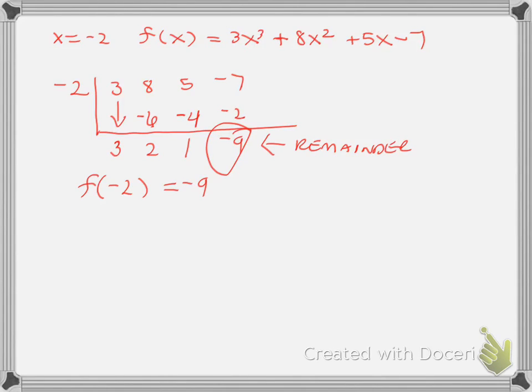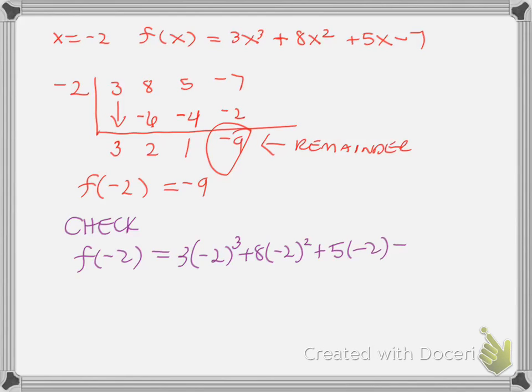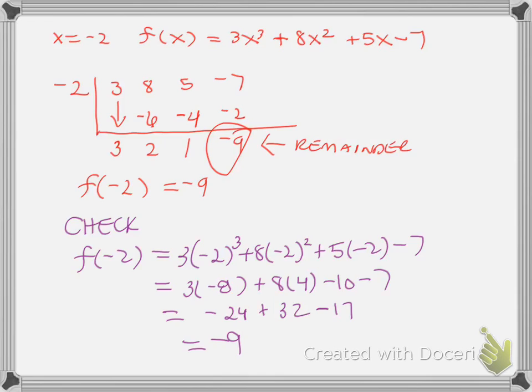All right. And if we wanted to, we can check straightforward, by plugging in, wherever we see an x, we would plug in a negative 2. And that's 3 times negative 8 plus 8 times 4 minus 10 minus 7, negative 24 plus 32 minus 17. And you can confirm that you're going to get a negative 9. Excuse me. So it's really nice.